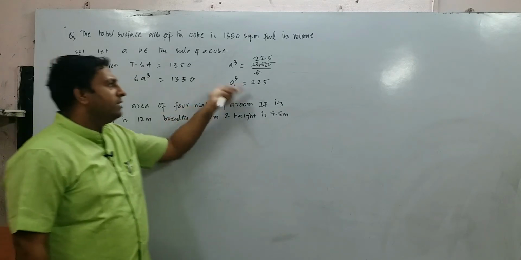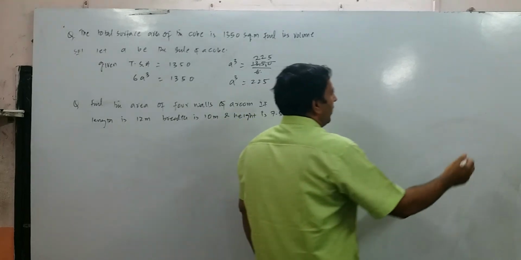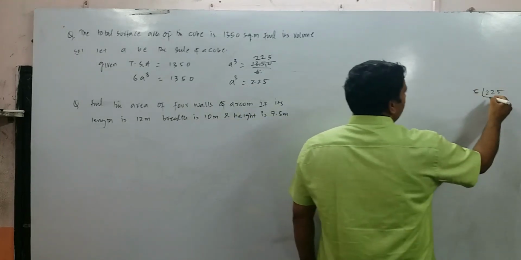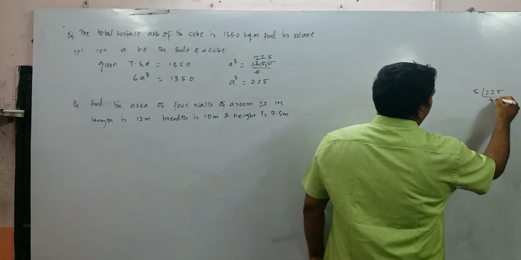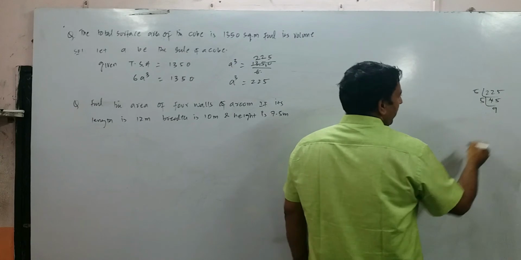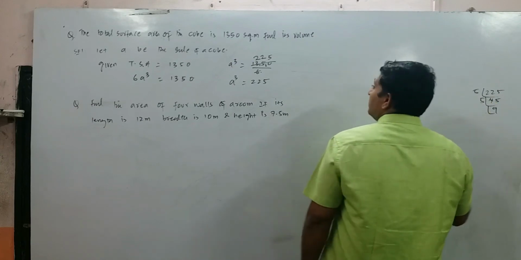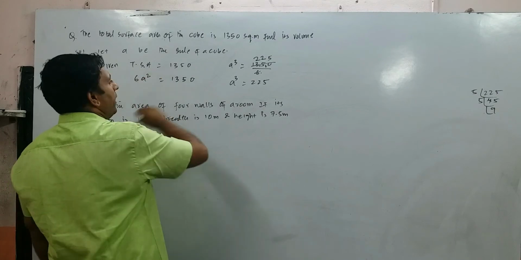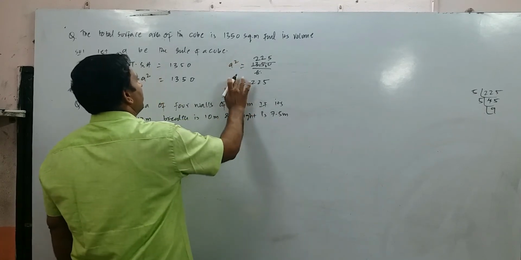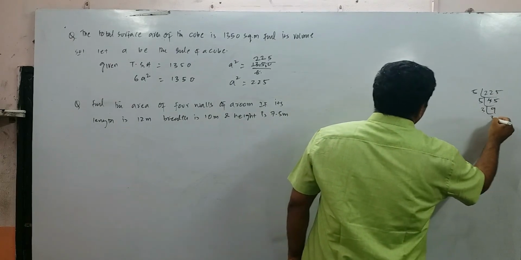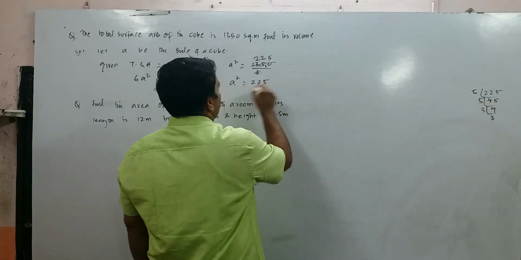Now you must write this into factors. Alright. Now how do I write? 225. I'll divide by 5. 5 4s are 20 and 5 5s are 25, 5 9s are 45. And then what do you have? The formula is not 6a cube, 6a square. Alright. 6a square. So now it is 3 into 3. So a square is equal to 225.